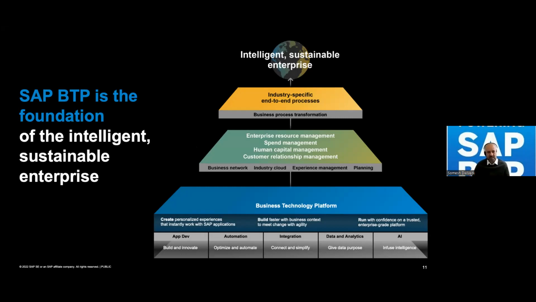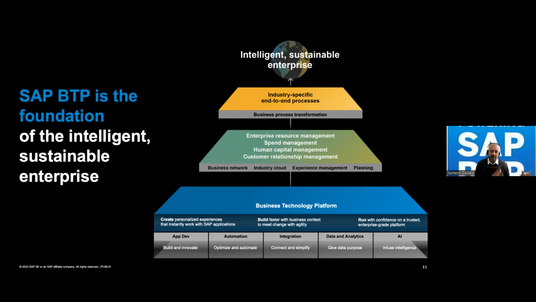SAP BTP is the foundation of the intelligent sustainable enterprise. So intelligent sustainable enterprise are basically enterprises which are totally integrated with each other. There are industry-specific end-to-end processes. There are business process transformation which are being carried out, and there are mechanisms to be able to optimize and ensure that the processes are efficiently monitored, efficiently governed. There are processes which are covered with experience management, processes which are covered with planning, business network. So ultimately, it's a whole setup of intelligent processes that are really tightly weaved with each other to give a best-in-class experience to our customers.